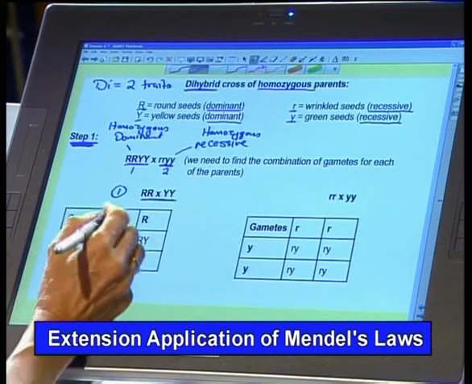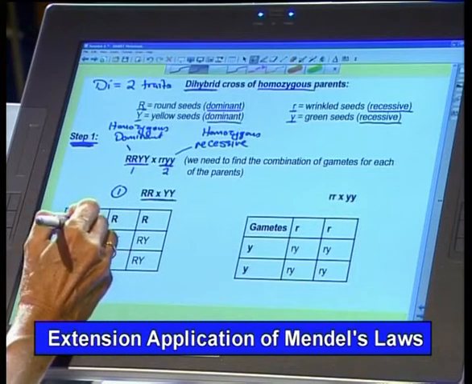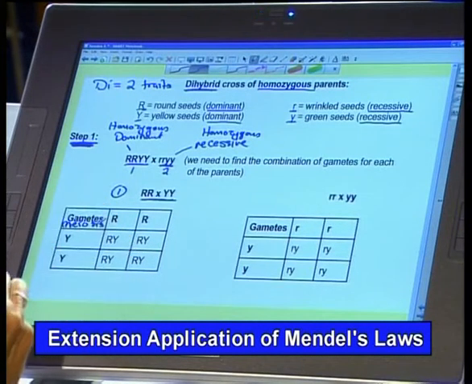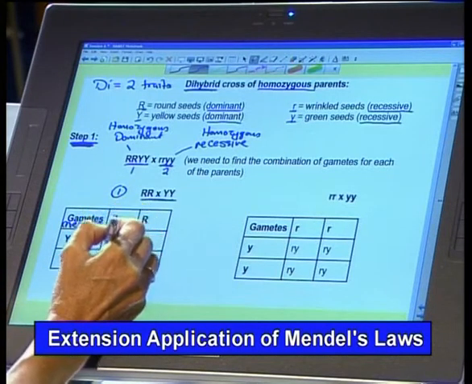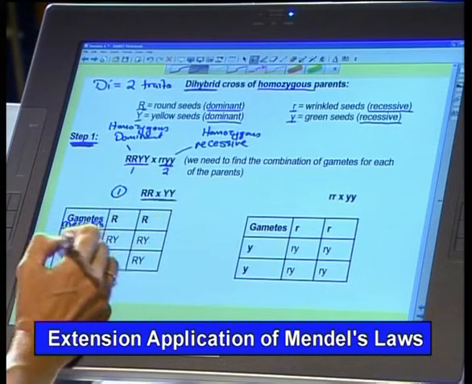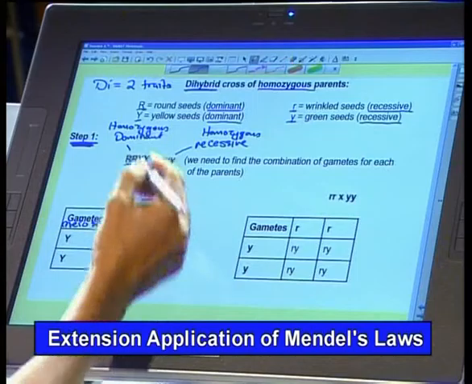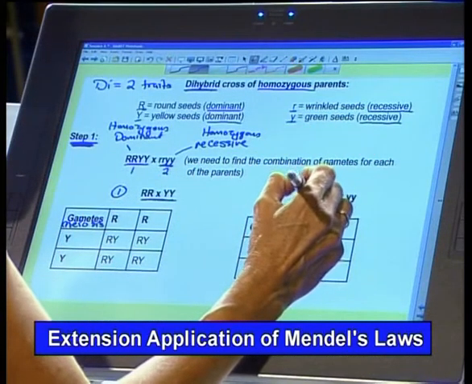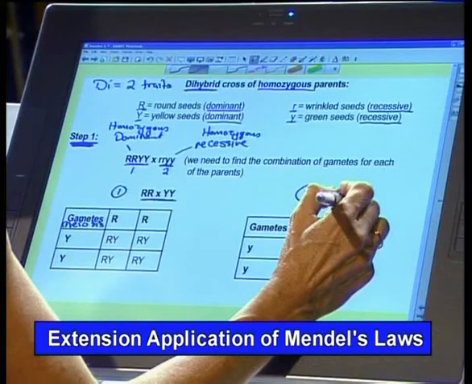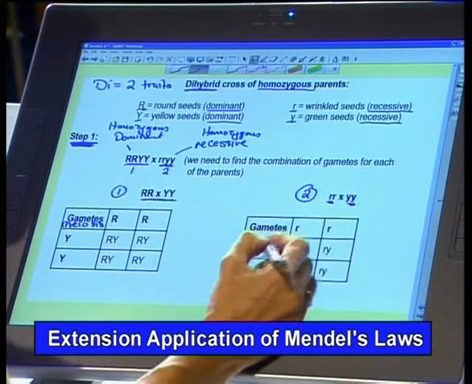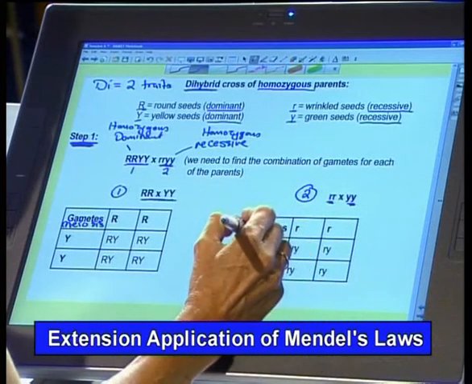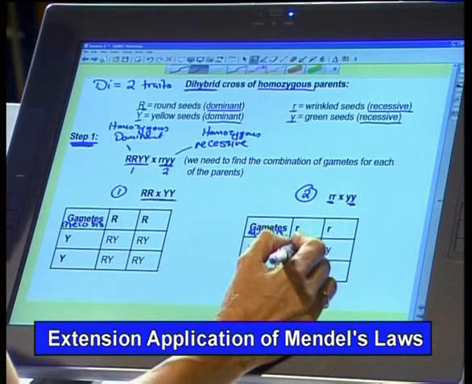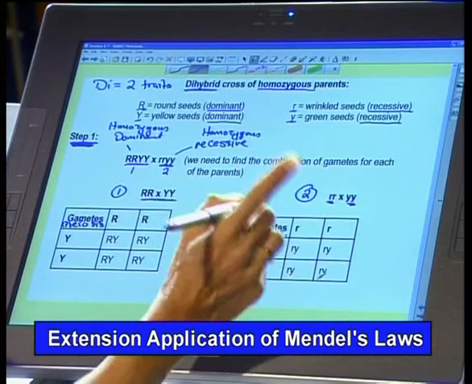These are our gametes that we are going to end up with after meiosis has taken place. So capital R and Y, capital RY, capital RY, capital RY. So that's parent 1's combinations. Parent 2's combinations, we are looking at little r and little y. So we do exactly the same cross here. Meiosis occurs to form those gametes, and these are our groupings, our results.